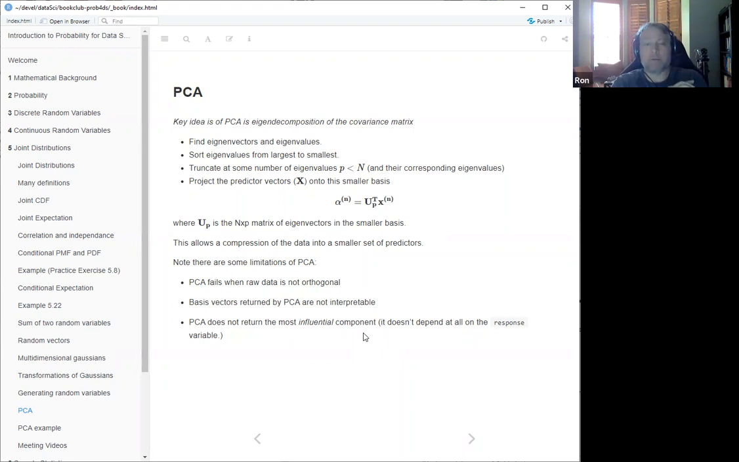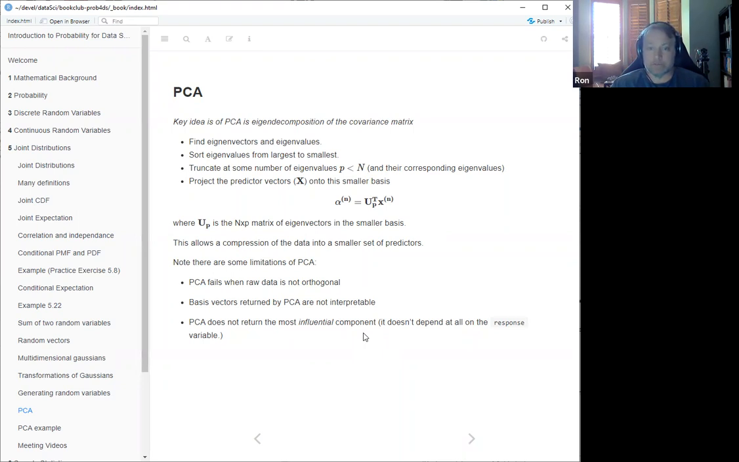So we're thinking about some problem, right? We've got n predictor variables, whatever they are, and there's some response, but we're going to ignore that for now because PCA doesn't look at the response, it only looks at the predictors. It's an unsupervised learning method, right? So we're going to find the eigenvectors and the eigenvalues.